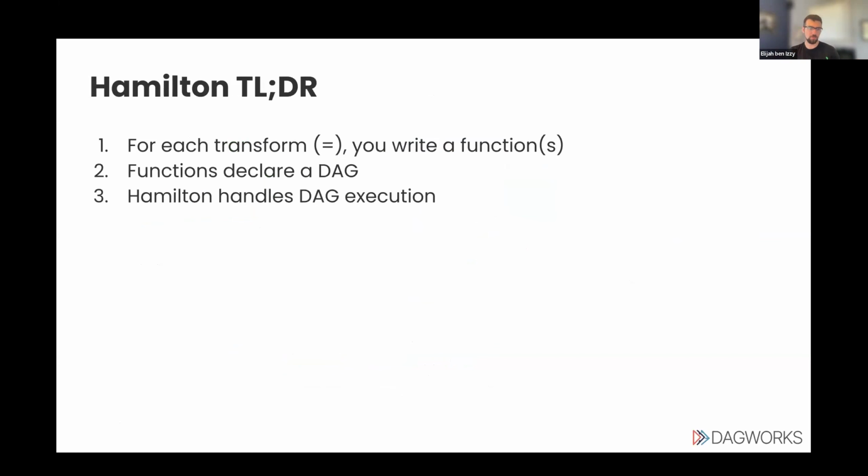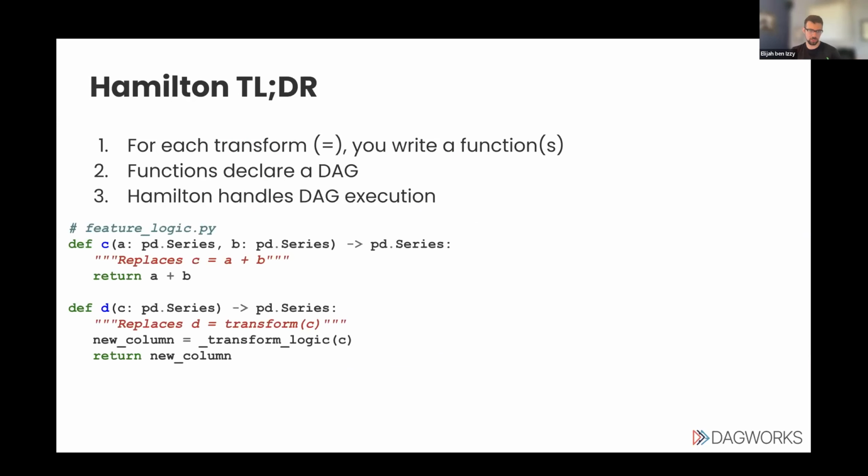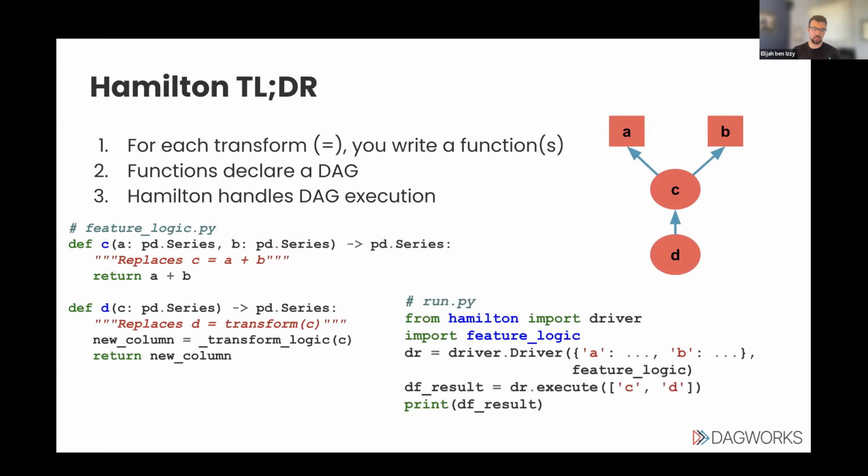So to sum it all up, for each transform, you write a function. Functions declare a DAG, which is a directed acyclic graph. If you're not familiar, it's just a way of saying, run this, use this data to run that, use this data to run that, et cetera. It looks like a flowchart. And Hamilton handles this DAG execution using your driver. And it's as simple as that.